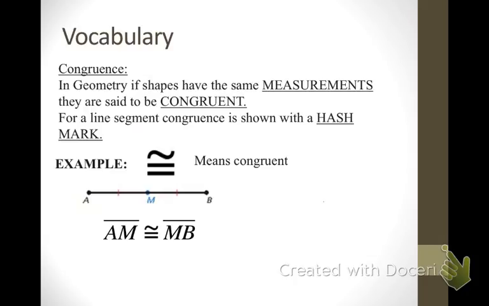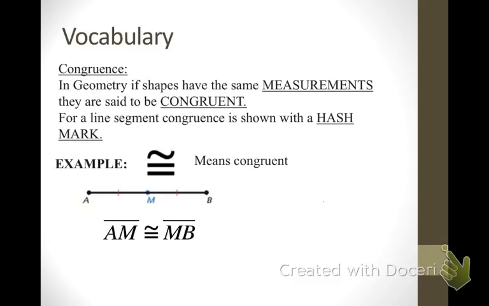Okay, now this is another vocab term I need you to put a star by because you're going to use it over and over and over and over and over. In geometry, it's called congruence. In geometry, if shapes have the same measurements, we refer to them as being congruent. And we actually have a symbol that means that. This equal sign with a little squiggly above it, you would read that congruence.